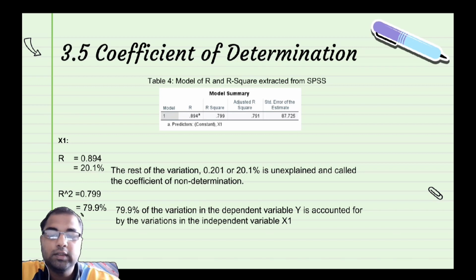For R square is 0.799 and the percentage is 79.9%. 79.9% of the variation in the dependent variable y is accounted for by the variations in the independent variable x1.